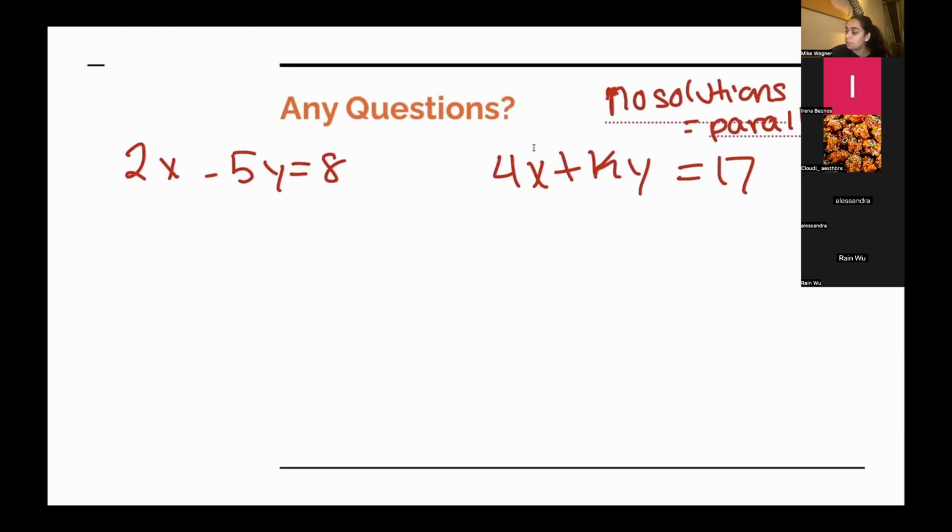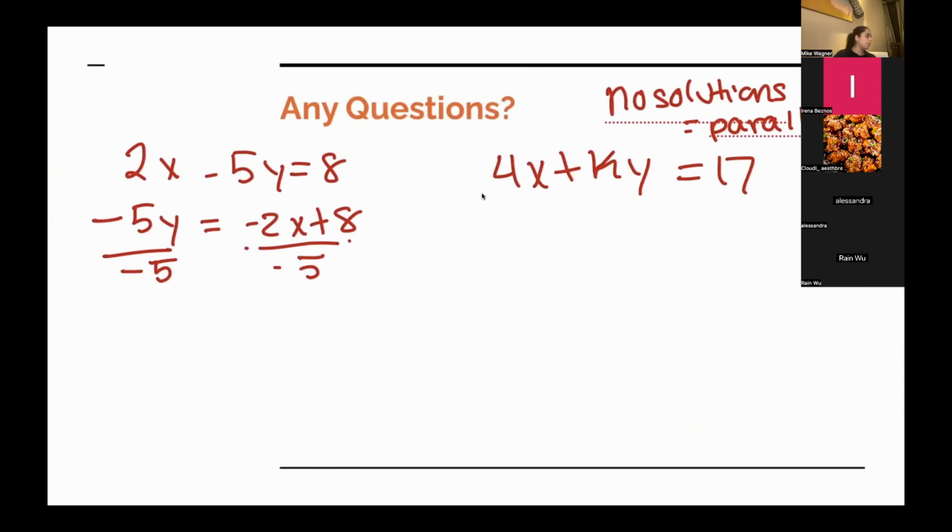So the first thing I'm going to do is change into y equals mx plus b form. This is a great question. I think this is a really nice one. So this first one, I'm going to do negative 5y equals negative 2x plus 8, divided by negative 5.